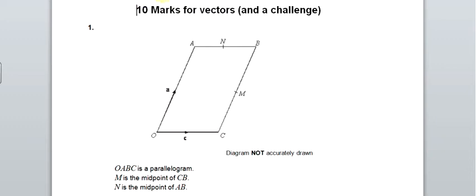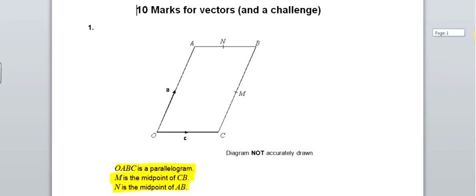So first of all, we're going to have a look at question 1, and we're given some information here. We're told that it's a parallelogram shape, and that's important because it's telling us that these sides here effectively have the same vectors, and so do these two sides. It's telling us that M is the midpoint of CB, so it's halfway along here, and N is the midpoint of AB, so that's halfway along, and they're important bits of information.